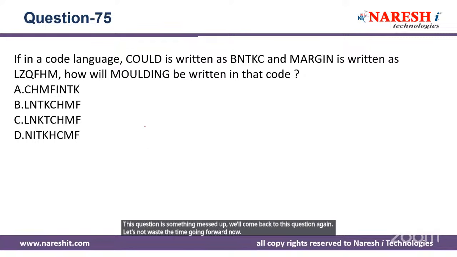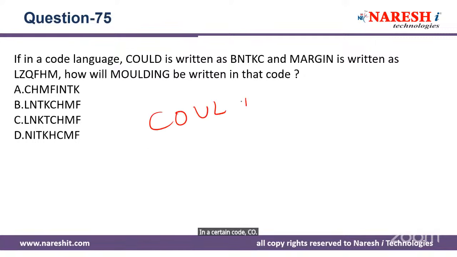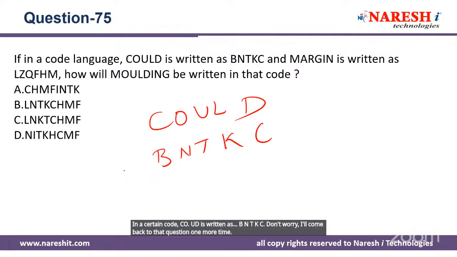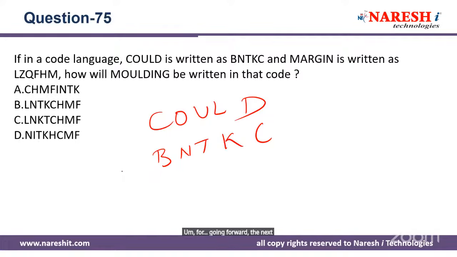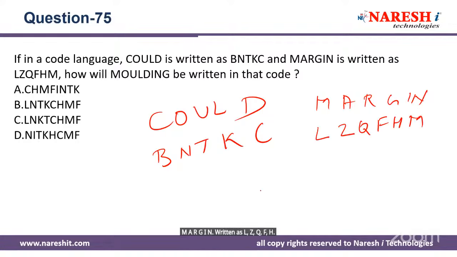In a certain code, COULD is written as BNTKC. Don't worry, I'll come back to that question one more time. I'm going forward to the next question. This is from coding and decoding. So COULD is written as BNTKC. MARGIN is written as LZQFHM. Find the answer for MOULDING.